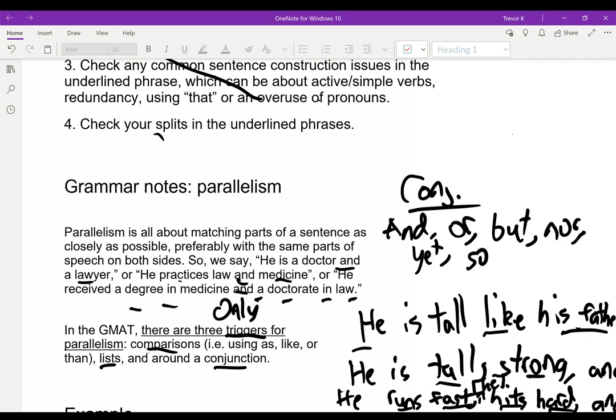So if you've ever been mystified by parallelism, here you go. It matches parts of a sentence. You don't need to repeat things because it tells you they're linked, and there are 3 triggers for them: comparisons, lists, conjunctions. Done. That's it for parallelism. That is literally it. All right.